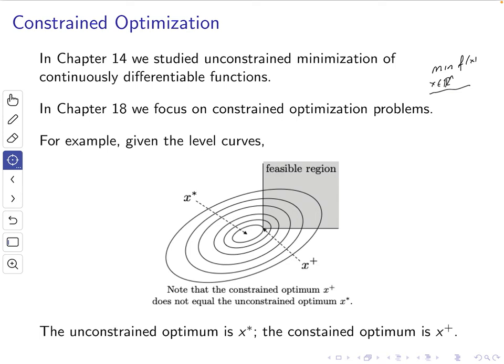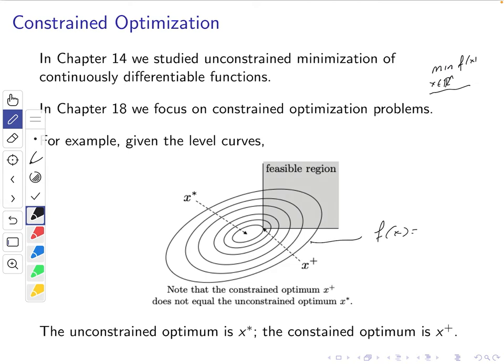So for example, if these are level curves of the objective function, where f of x is some constant, and let's say the level curves are increasing in this direction, then the unconstrained optimum would be x star, right here at the center. It's at the minimum of these curves.